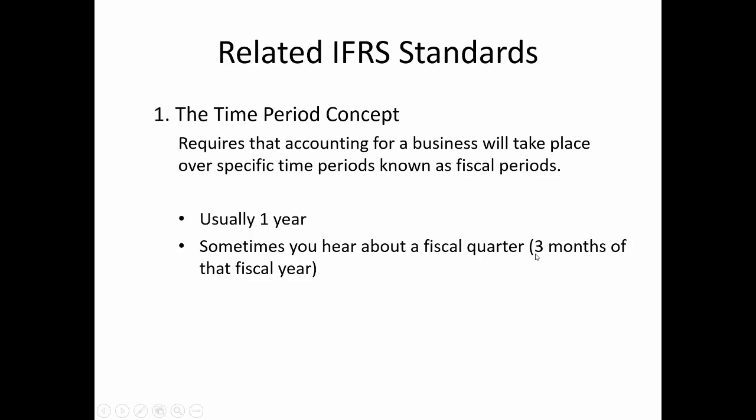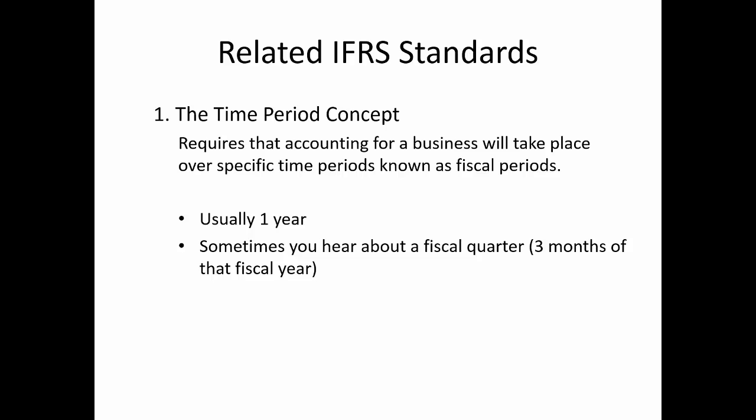So the time period concept is an accounting rule, basically, that requires that the accounting for a business has to take place over specific time periods known as fiscal periods. So typically, they're 1 year. Sometimes you're going to hear people refer to this idea of a fiscal quarter, which is basically a 3 month chunk of a particular fiscal year. So if I were to say the first fiscal quarter, that would mean the first 3 months of the fiscal year. Don't worry about that fiscal year thing. We'll talk about that in a minute.